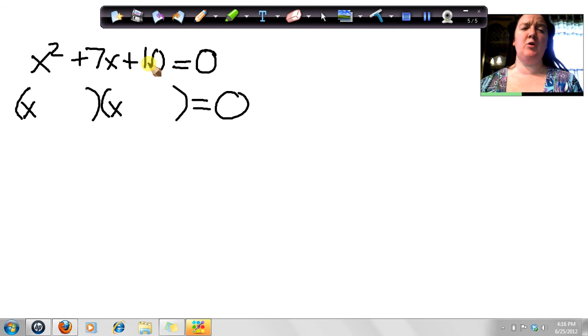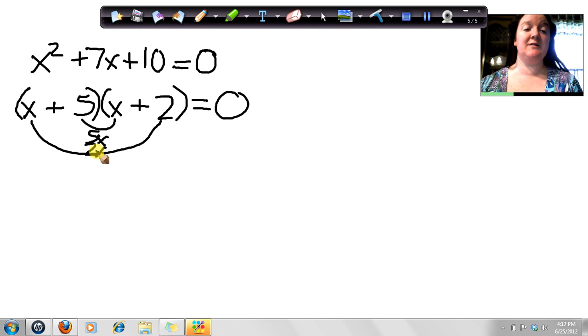Next we have to think about what, if we multiply together, will give us 10, but adds together to give us 7. So if I think about 10, I know that the number 5 and the number 2, when I multiply those numbers together, will give me 10. If I look at adding them together, if I looked at my inside terms, I'd get 5x. If I looked at my outside terms, I'd get 2x, and that added together gives me 7x. So I know that I factored it correctly. My terms are x plus 5 and x plus 2.